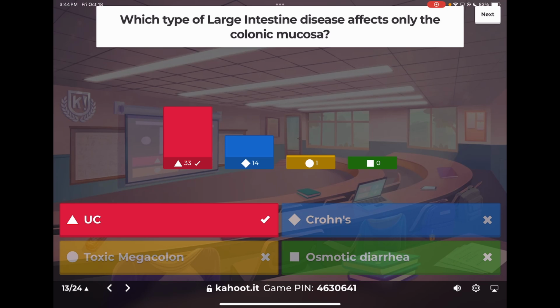Ulcerative colitis, flattened, atrophic, ugly, sure. Small intestine. Eventually, the muscle layer gets paralyzed and that's when you get the toxic megacolon, but it's not a complication, it's not a disease. And osmotic diarrhea, nothing to do with it.